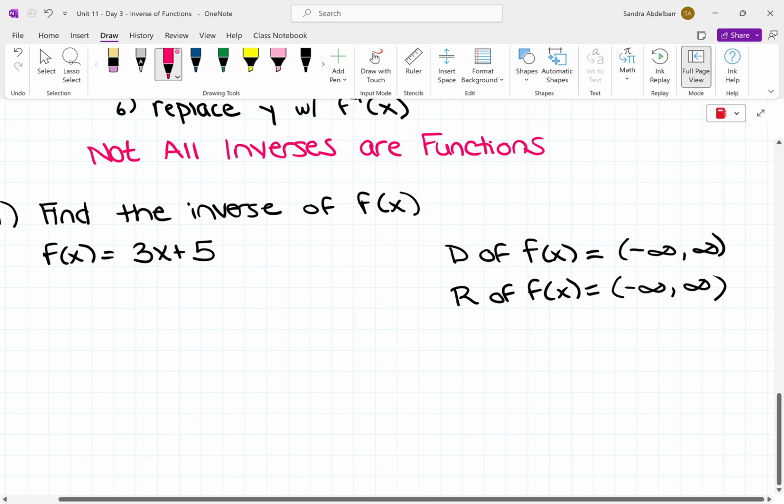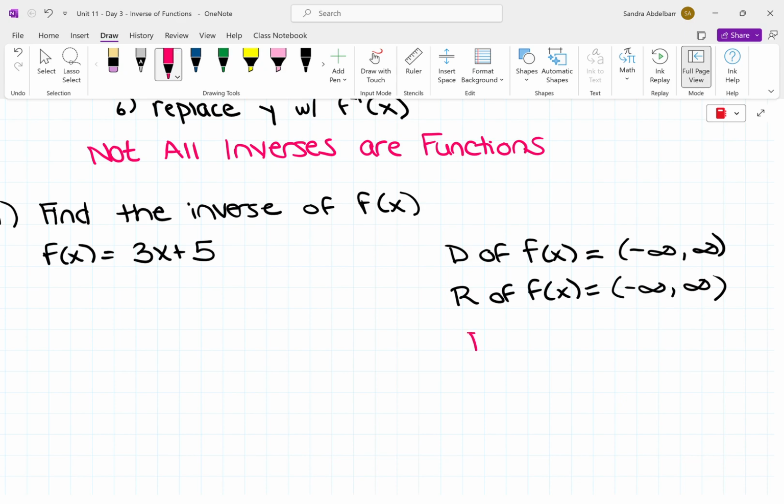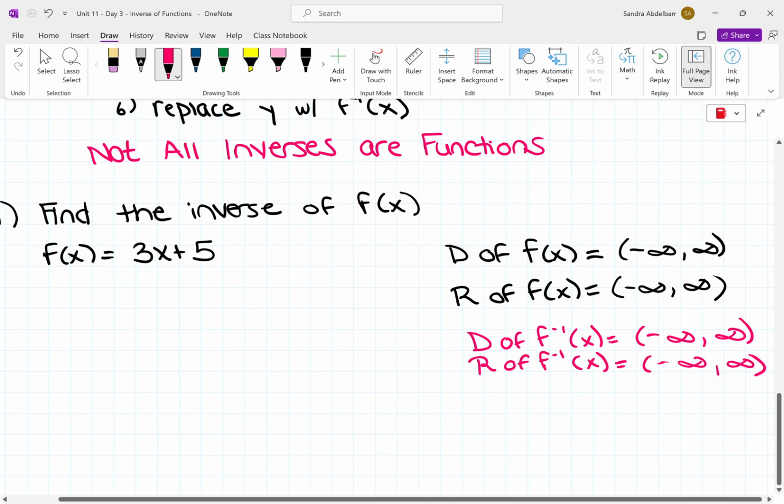This is a pretty simple one. Since my domain of the original is all real numbers, and the range of the original is all real numbers, my domain of the inverse will be all reals, and the range of the inverse will also be all reals. This is part of our answer. The domain and range are part of our answer.